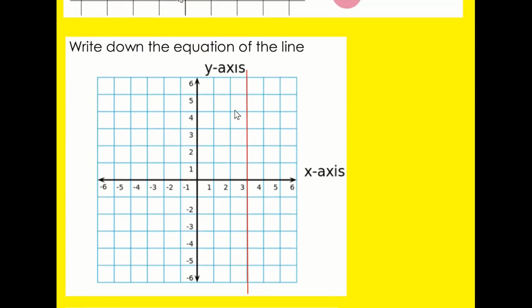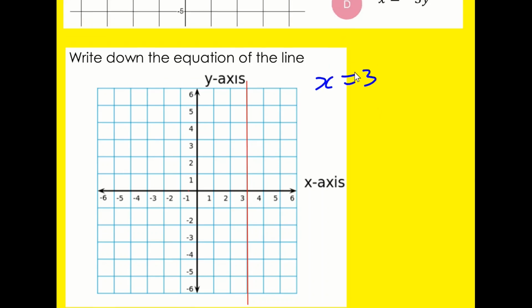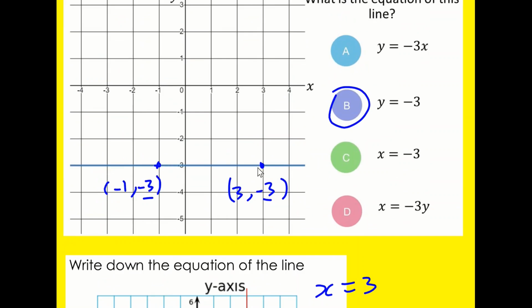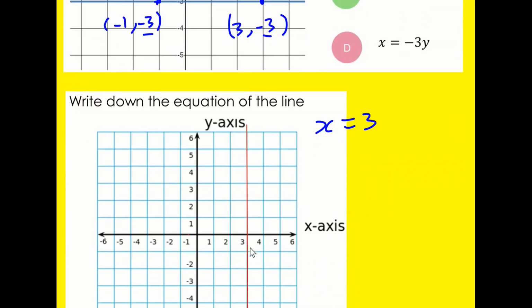This one, no multiple choice. Can you use what we just did in the last question to write down the equation of this line? For this one, it's x equals 3. So if it's y equals, it's a horizontal line. If it's x equals, it's a vertical line.